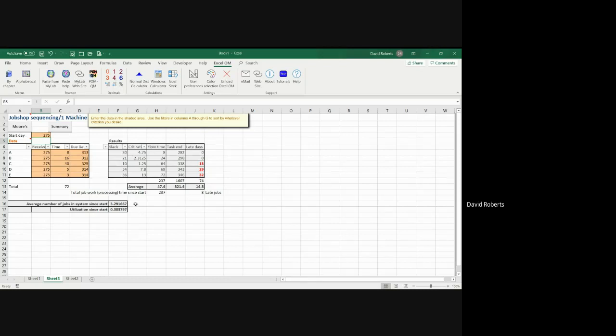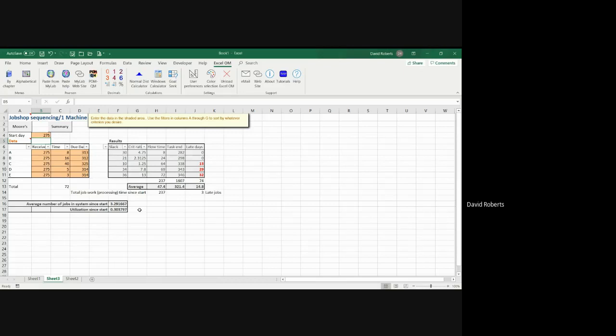Your number of jobs currently in the system is 3.29. You would like that number to be lower because you don't want the jobs in the system. You want them out the door because once they're out the door, you can bill your customer. Your utilization rate of 30% is poor because you want a higher utilization. So that means you're only working on these jobs 30% of the time.